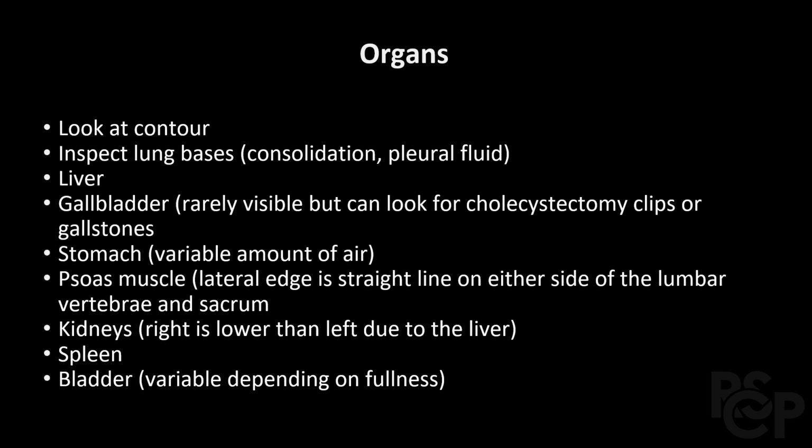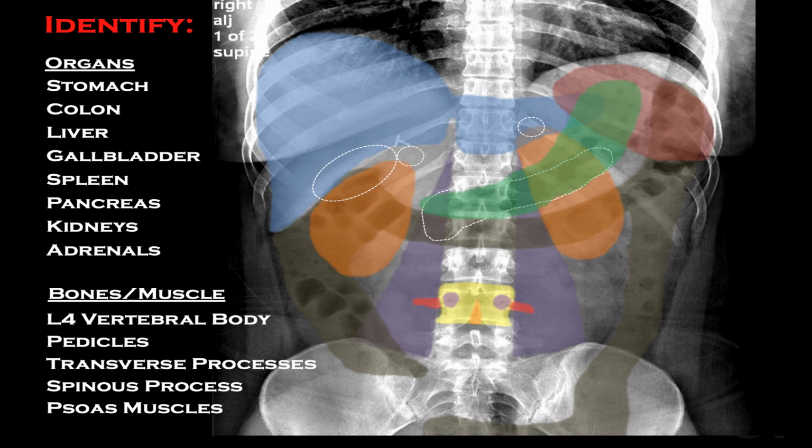Here is a good picturization, so you can see the stomach, not so well, but you can see the colon here, you can see the liver here, you can see the gallbladder here, and here's the spleen, the pancreas, the kidneys here, and then the adrenals would be on top. This is the L4 vertebral body and the pedicles. You can see the transverse process and the spinous process, and these right here are the psoas muscles.